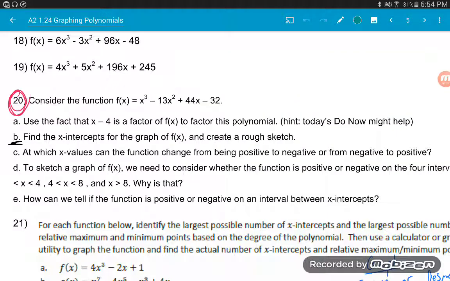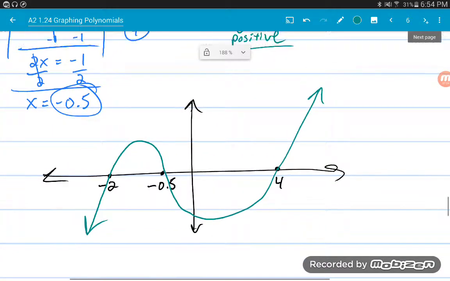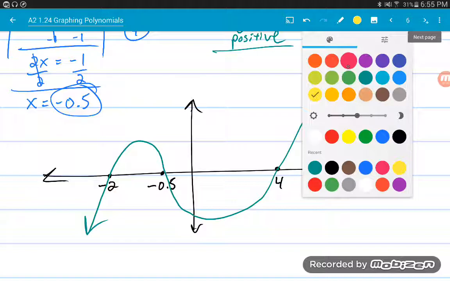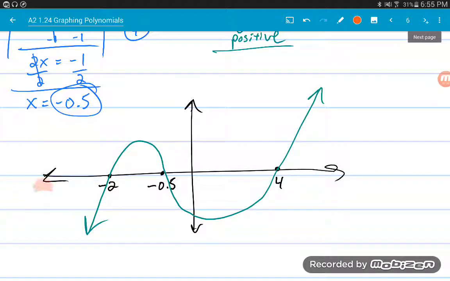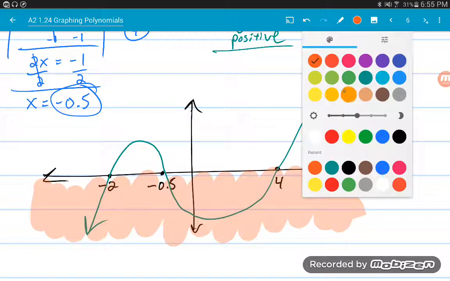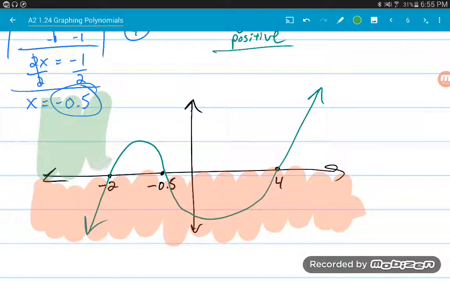Next question, part C, says, at which values can the function change from being positive to negative and from negative to positive? So at what x values does the function change from negative to positive? So what I'm going to do is I'm going to use a highlighter, because, you know, I'm fancy like that. I've got a couple of tools. So the bottom here is going to be red. This is the negative part of the graph. Agreed. And this up here is the positive part of the graph.